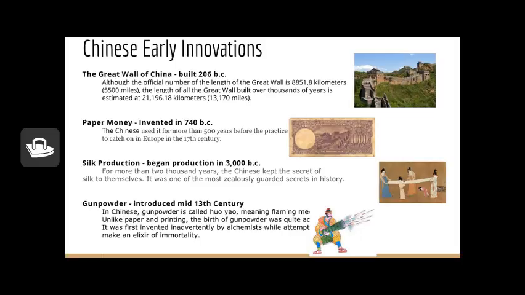The last major innovation in early Chinese history was the introduction of gunpowder in the mid-13th century. In Chinese, gunpowder is called "huo yao", meaning flaming medicine. Unlike paper and printing, the birth of gunpowder was quite accidental. It was first invented inadvertently by alchemists while attempting to make an elixir of immortality. It was a mixture of sulfur, saltpeter, and charcoal.